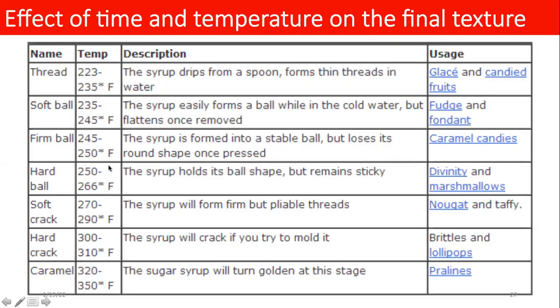And different textures. I hope that you have prepared your lab report based on the experiment. So I am not going to explain the time, I'm going to explain the temperature deviation and the texture. So you know these things, right? We can get different textures by altering the temperature, right? As an example, 223 to 235 is a thread. When we increase it up to 270, you can get soft crack, and hard ball at 250. If we increase the temperature to more than 300, then you can get caramels, right?